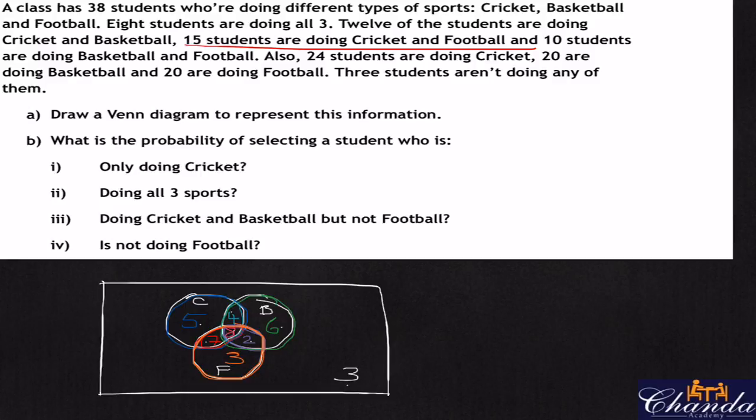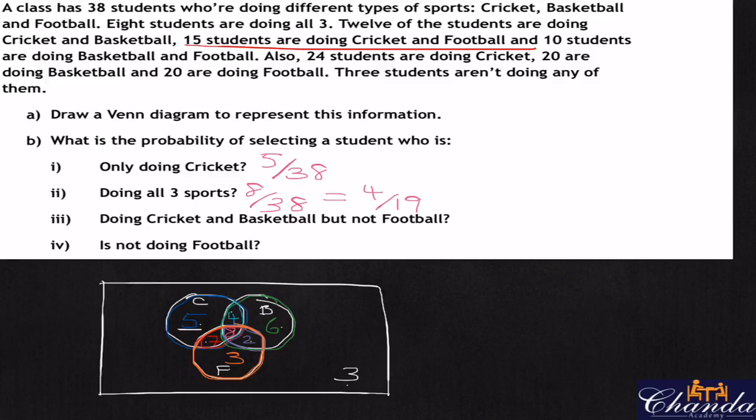Okay, so what is the probability of selecting a student who's only doing cricket? That's this part here, guys, which does not go together with any of the other sports. That's cricket in isolation right there. So that would be 5 out of a total of 38. Doing all three sports: we know that 8 students are doing all three. So that would be 8 out of the 38. Reducing this down, we get 4 out of 19.